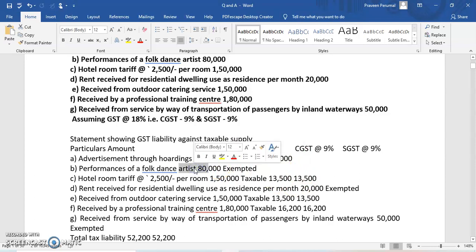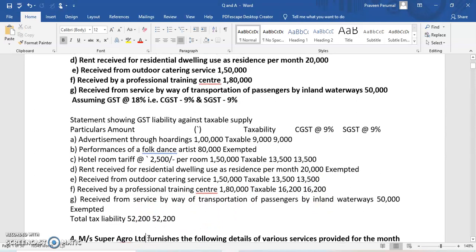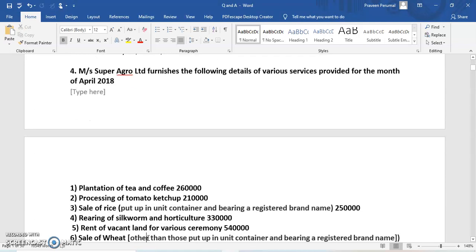Now, advertisement through hoardings is taxable. Performance of folk dance artist is exempted. Hotel room tariff taxable. Residential dwelling exempted. Outdoor catering taxable. Professional training center taxable. Inland waterways exempted. So, what is the total liability? 9,000 plus 13,500 plus 13,500 plus 16,200. So, it amounts to 52,200 CGST, 52,200 SGST.